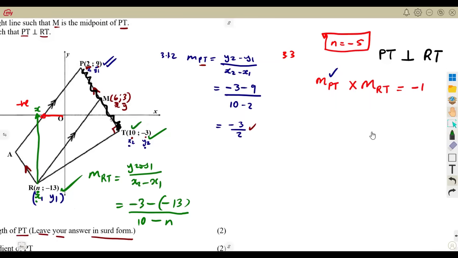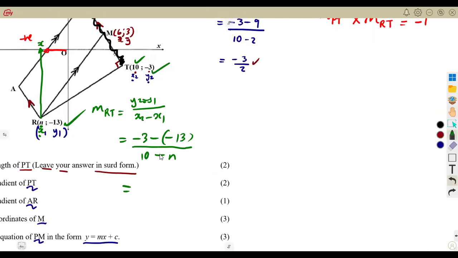So this is in terms of what? In terms of n, as I said before. Minus, minus, that's a plus. So that's minus 3 plus 13, which is 10, over 10 minus n. So you are going to have this as the gradient of the line RT.